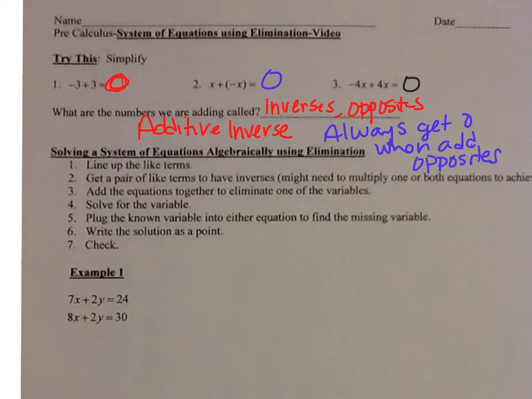Okay, so to solve any system of equations by elimination, you're first going to line up the like terms. You want to get a pair of like terms to have inverses. So you want them to be opposites. In order to do this, though, you might have to multiply one or both of the equations by something. You're going to add the equations together to eliminate one of the variables. Then you'll solve for the variable, plug the known variable into the equation to find the missing variable, write the solution as a point, and then you're going to check.